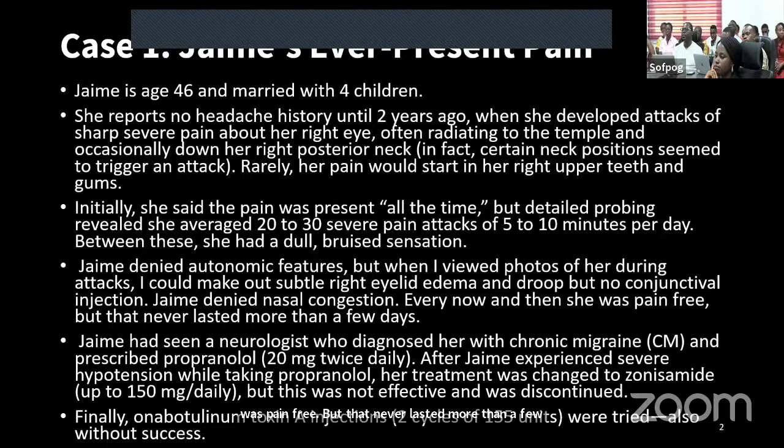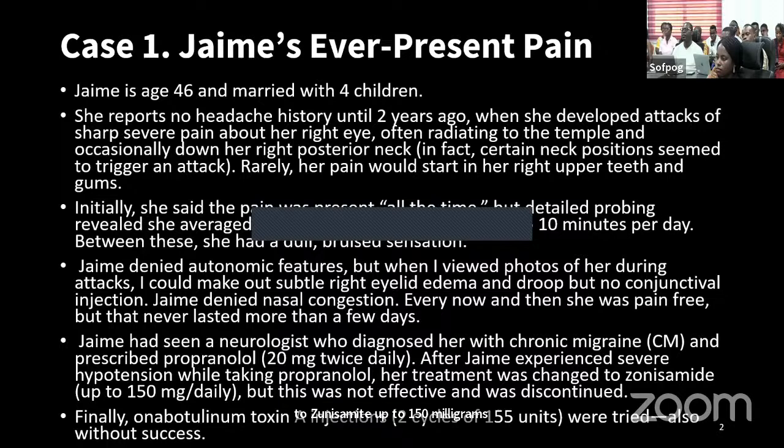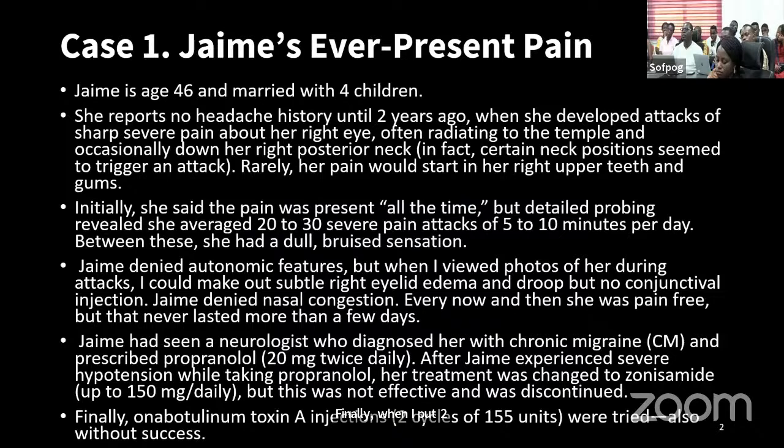Jamie had seen a neurologist who diagnosed her with chronic migraine and prescribed propranolol, 20 milligrams twice daily. After Jamie experienced severe hypotension while taking propranolol, her treatment was changed to zonisamide, up to 150 milligrams daily, but this was not effective and was discontinued. Finally, onabotulinumtoxinA injections, 2 cycles of 155 units, were tried, also without success. So that's the end of case 1. And now we'll move to case 2.